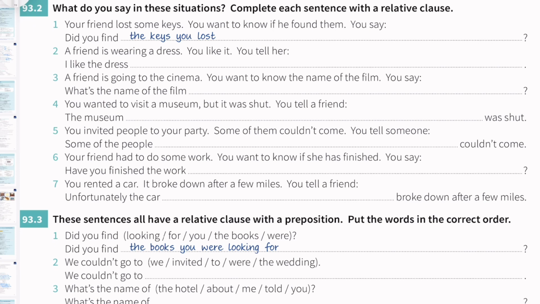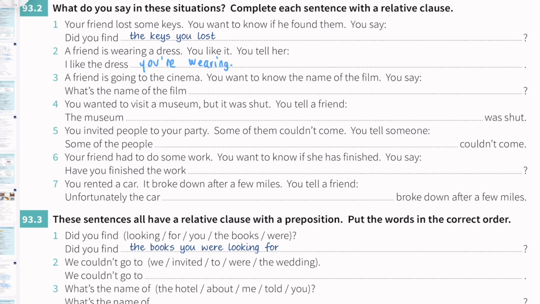Now, number 2, a friend is wearing a dress. You like it, so you tell her, I like the dress you are wearing. But you have another possibility to say something like, I like the dress that you are wearing, or I like the dress which you are wearing. So you have 3 possibilities here.